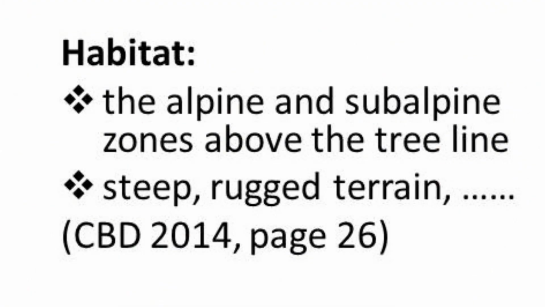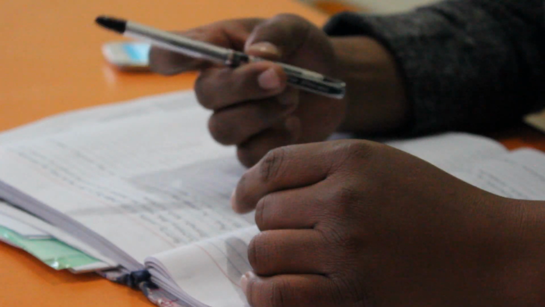Talking about habitat of snow leopard, they are closely associated with alpine and subalpine zone above the tree line. They favor steep rock terrain well broken by cliffs, ridges, gullies and rocky outcrops. They may migrate to lower elevations during the winter to avoid the deep snow and follow movement of their primary prey species.